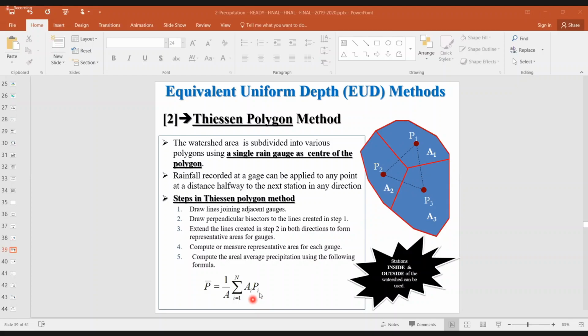Or I would simply say A1 P1 plus A2 P2 plus A3 P3, and divide by A1 plus A2 plus A3. So you multiplied up in the numerator, which was area equivalent to 498, and you divide by the same. Okay, so please do that rather than taking a shortcut. And then, very important, stations inside and outside can be taken, although this is a simplified example showing you the basics.